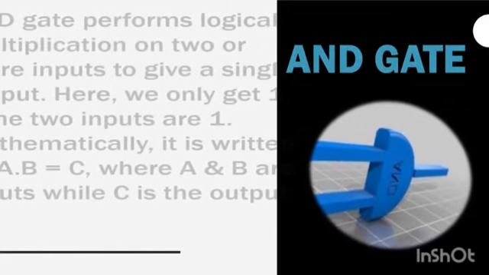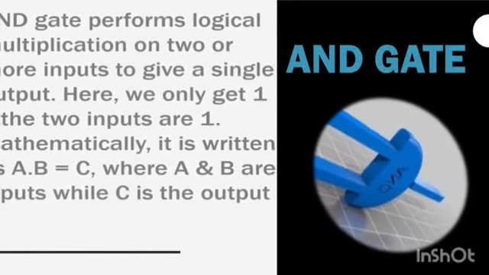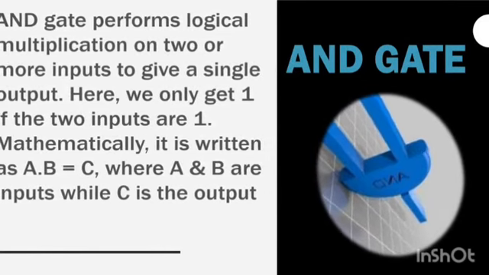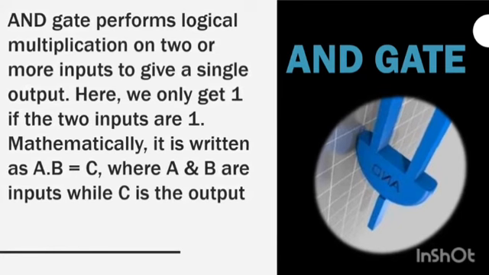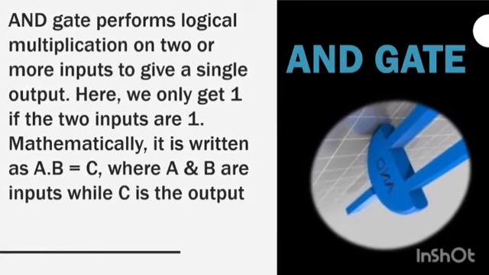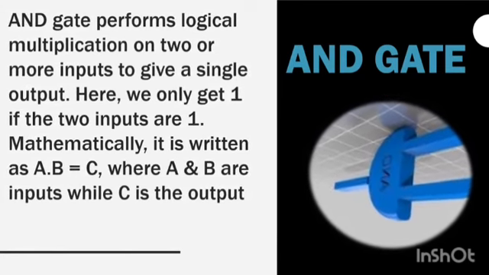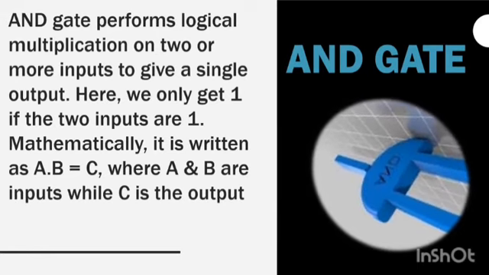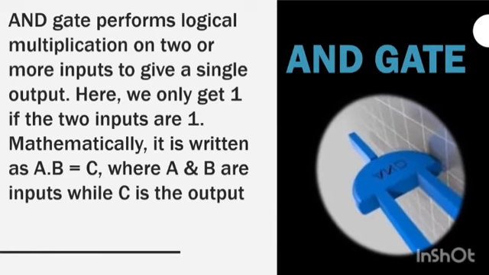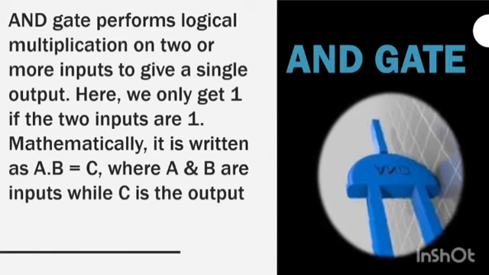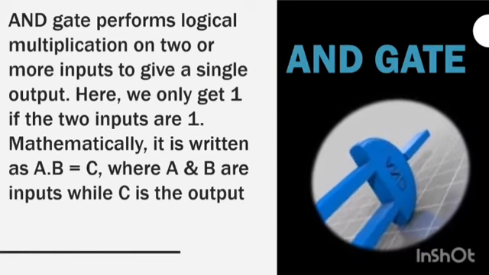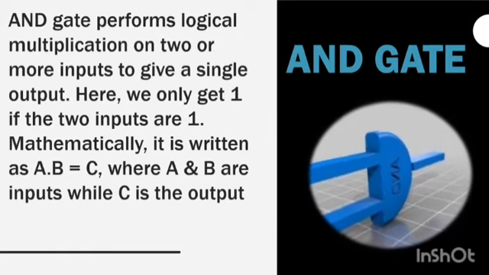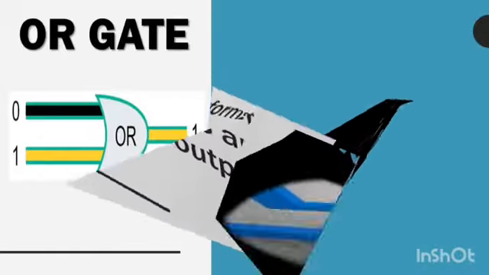Now, the AND gate is a kind of logic gate that takes in inputs, which could be two or more, to give out an output of 1. In this case, the two inputs have to be 1 in order to obtain an output of 1. If one or none of the inputs is 1, we will get 0 as our output.